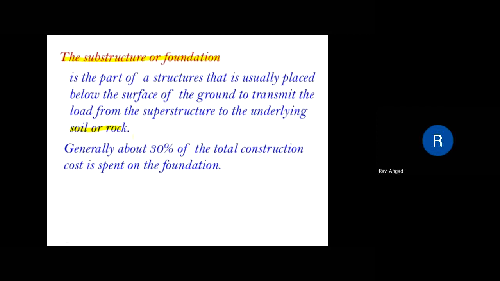That is what we call a substructure. Generally about 30% of the total construction cost is spent on the foundations. Whatever structure lies above the ground is called a superstructure. The structure which lies below the ground is called a substructure.